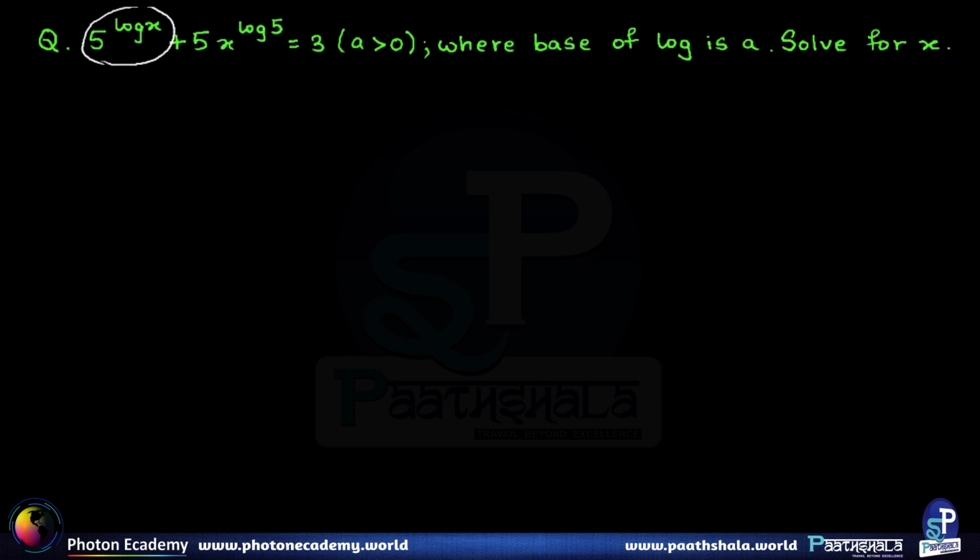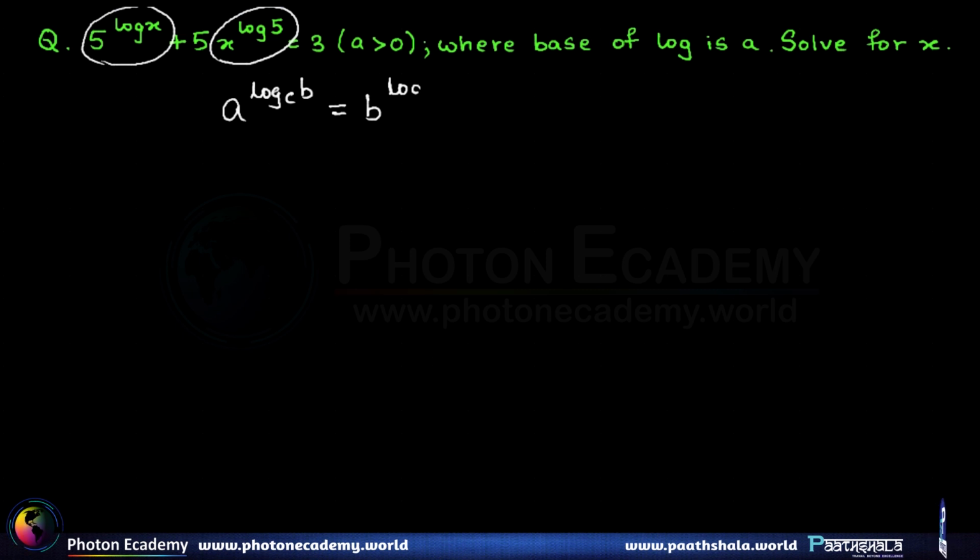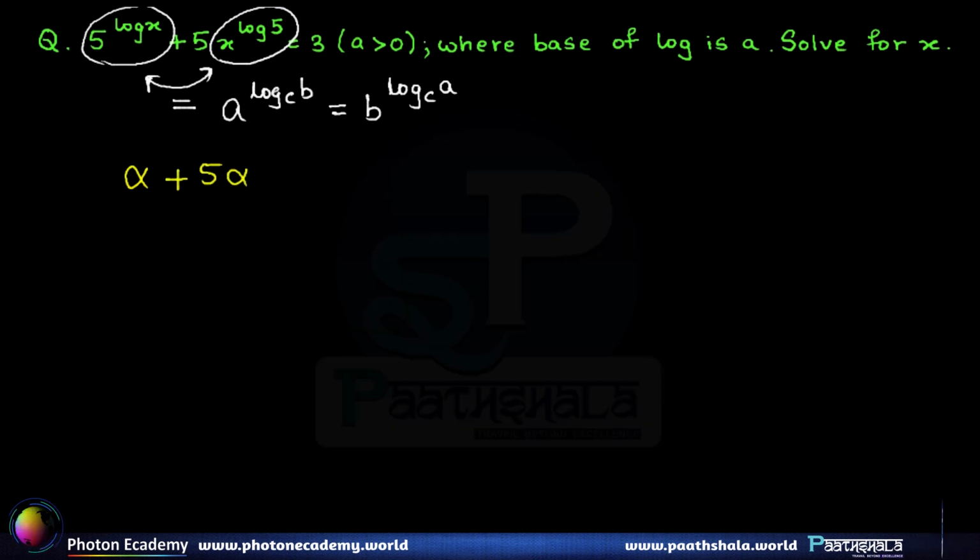Observe these two terms. We know that a raised to log b base c is the same as b raised to log a base c. Therefore, these are equal to each other. Let's just call them alpha. So we have alpha plus 5 alpha is equal to 3. That is 6 alpha is 3. So alpha is equal to 1 by 2.